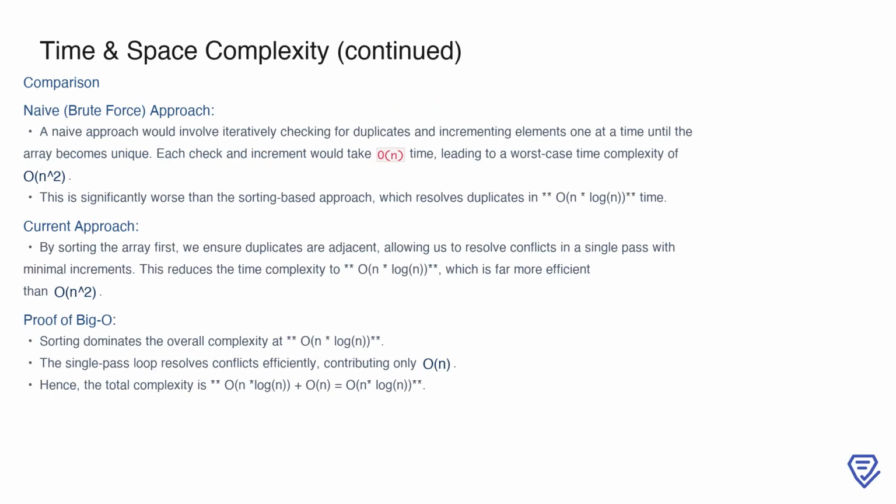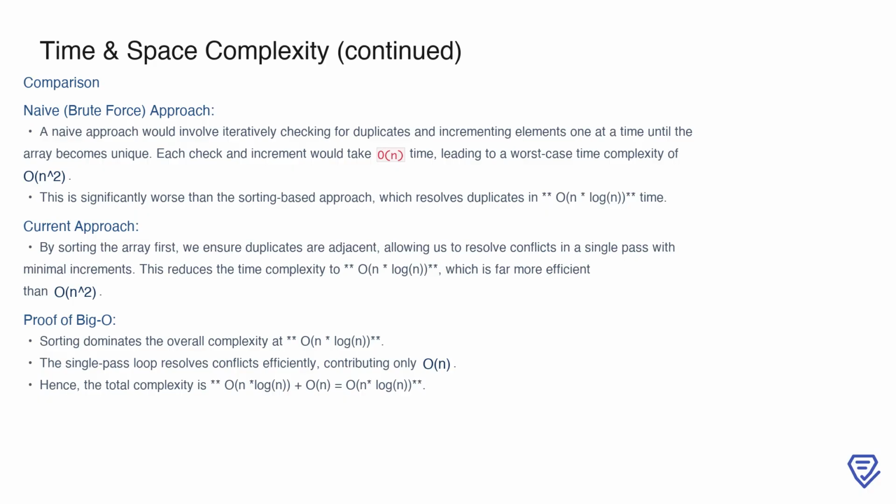To better understand the efficiency of our approach, let's compare it to a naive, brute force method. The naive approach involves repeatedly checking for duplicates and incrementing elements until all values are unique. Each duplicate check and increment can take up to O(n) time, leading to a worst-case time complexity of O(n squared). This is significantly less efficient than the sorting-based approach. By sorting the array first, duplicates are grouped together, and we can resolve conflicts in a single pass. This reduces the time complexity to O(n log n), a dramatic improvement over O(n squared). The big O analysis confirms this.